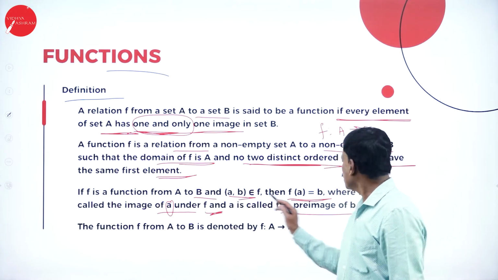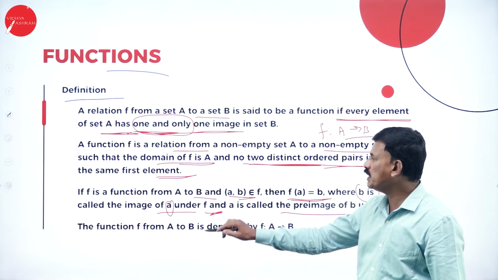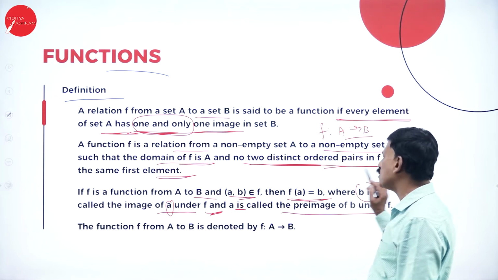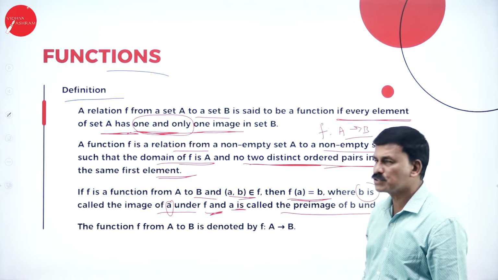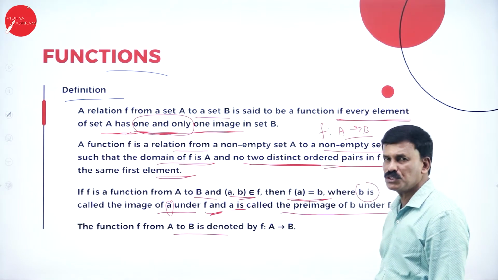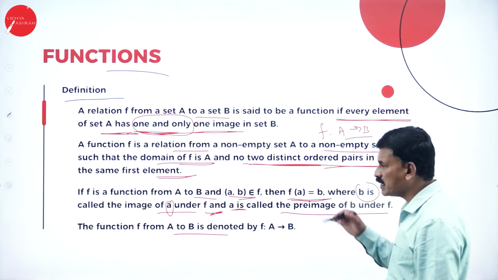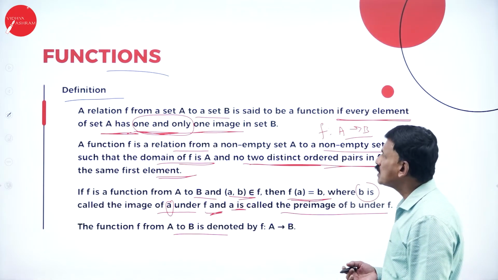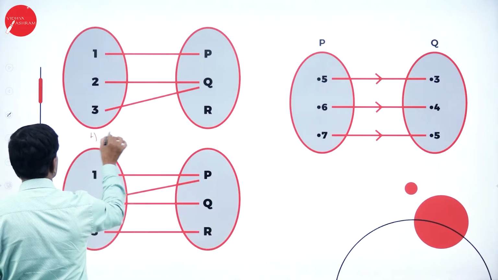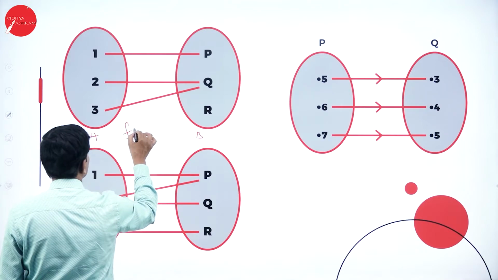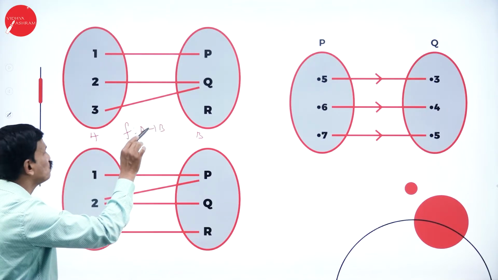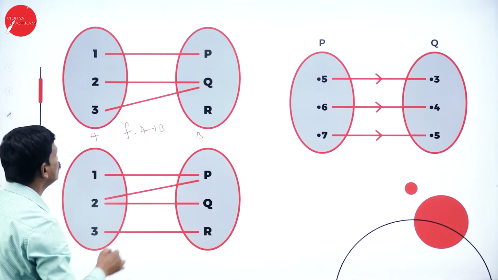So, here the element b is called the image of a under f and a is called the pre-image of the element b under f. Therefore, the function from A to B is denoted as f from A to B. Now, let me explain by taking an example. This is an example. Let us consider two sets, A and B. f from A to B is a function. See here, the elements are mapped from 1 to P, 2 to Q and 3 to Q again.